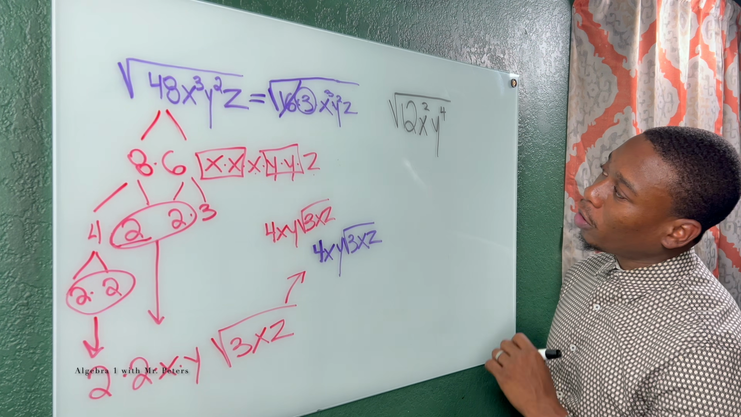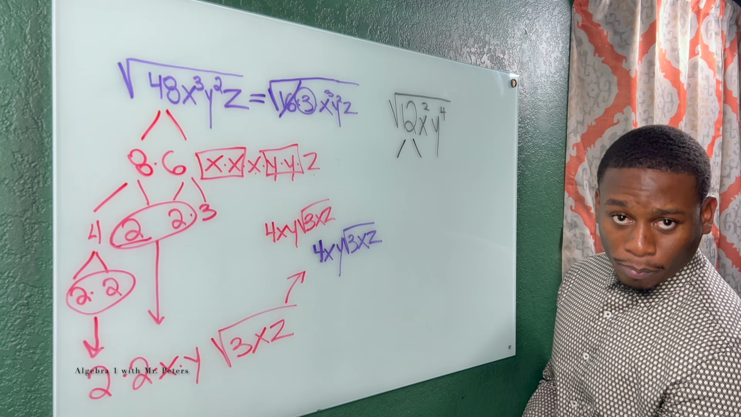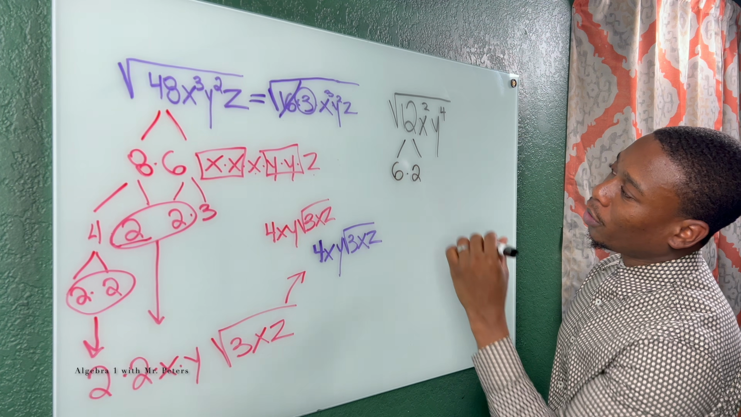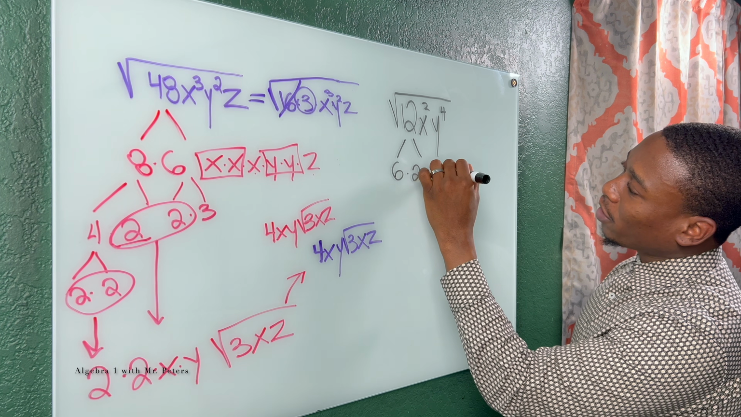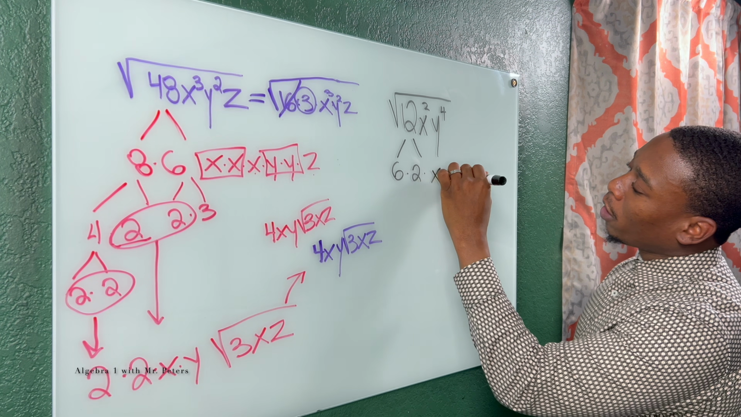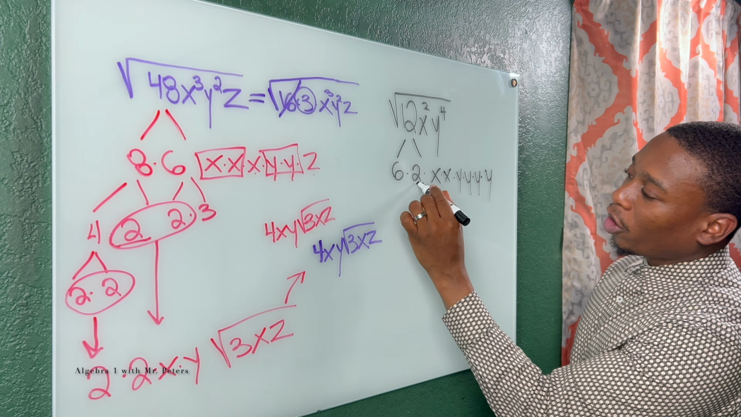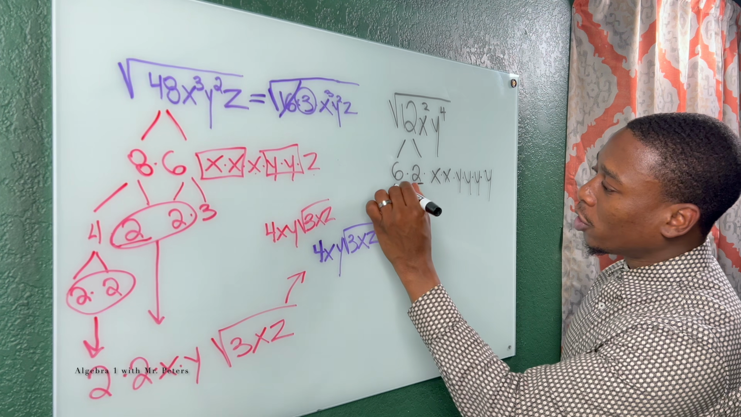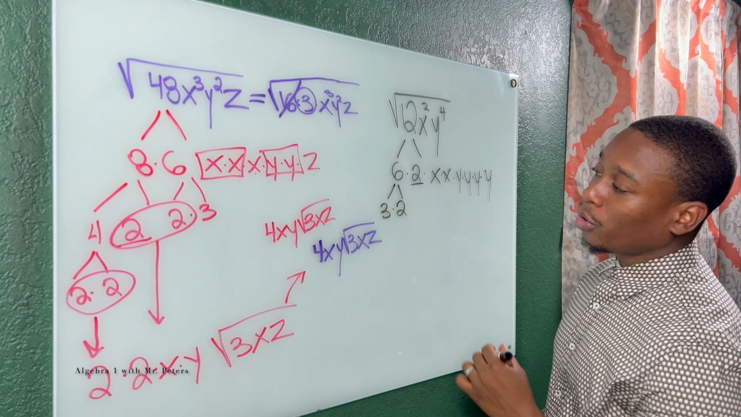So we're talking about 12x squared y to the fourth. So if I use that prime factorization tree, let's say I did 6 times 2 instead of using 4 times 3, right? Then we have x times x, and then we write our y to the fourth. So right here, we know that this 2 is prime. We can't break it down anymore. So we focus on 6, and now this turns into 3 times 2.